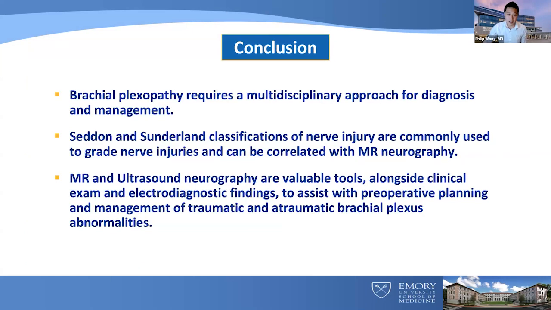So, in conclusion, I just wanted to demystify the plexus a little bit, particularly for the trainees who might be a little bit hesitant to pick up a plexus MRI. Brachial plexopathy requires a multidisciplinary approach for diagnosis and management. You can use the Seddon and Sunderland classification of nerve injuries to grade nerve injuries, and this can be correlated with MR neurography. And MR and ultrasound neurography are really valuable tools alongside the clinical exam and electrodiagnostic findings to assist with preoperative planning and management of traumatic plexus abnormalities.